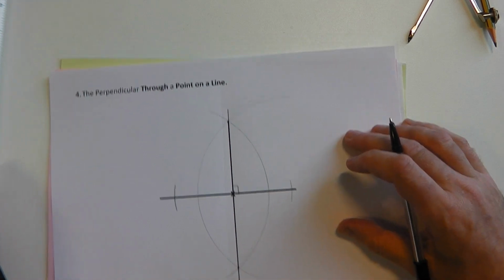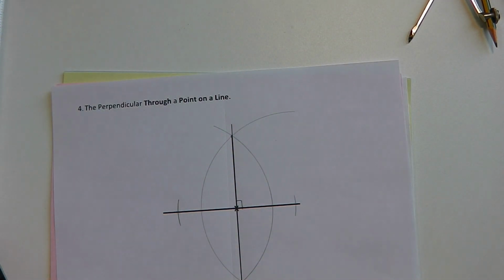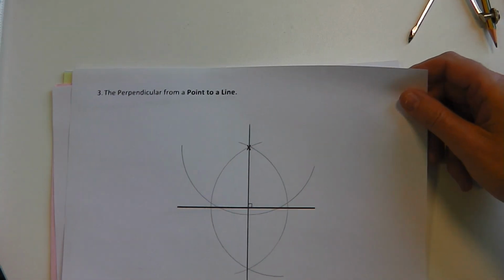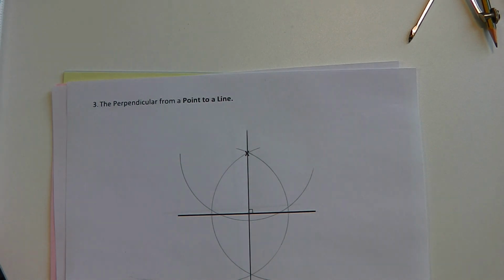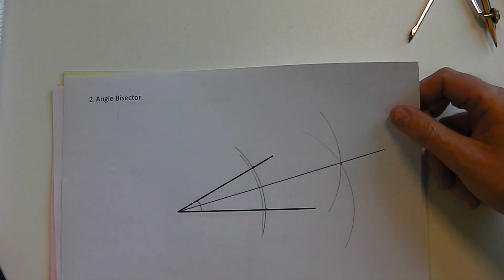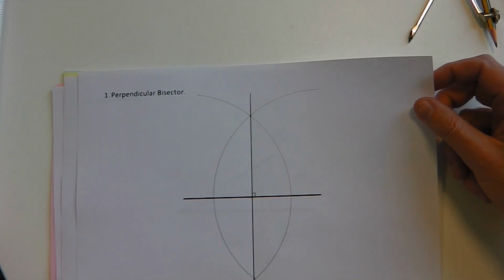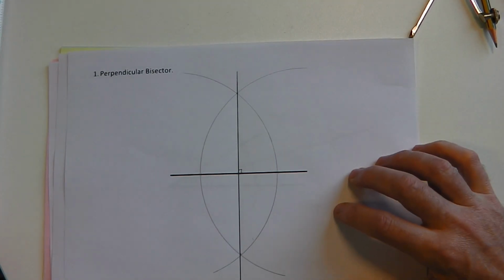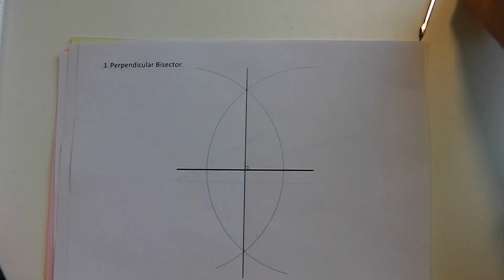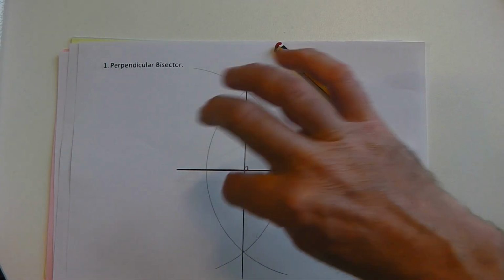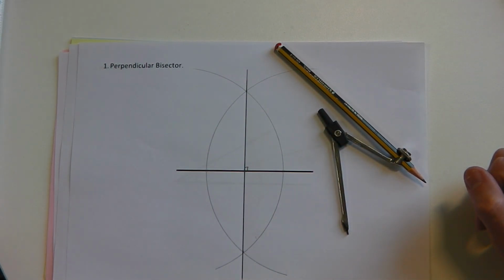Okay, so that was perpendicular through a point on a line, perpendicular from a point to a line, our angle bisector, and our first one, which was the most basic, which was a perpendicular bisector. Okay, and again, remember, each and every one, if they ask you to construct it, they may use the compass and leave the lines on the drawing. Okay, good luck.